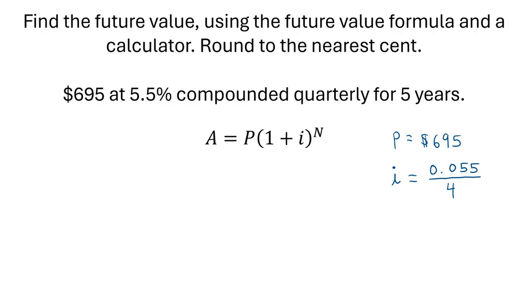And then the last thing that we need is our capital N variable. This variable represents the total number of compoundings that we will receive over the full term of our investment. Well, we know we're going to get 4 compounds per year, and we're investing this money for 5 years. So N is 4 times 5, which is 20. So now we have all of our variables defined, and we just need to plug this into Desmos Scientific.